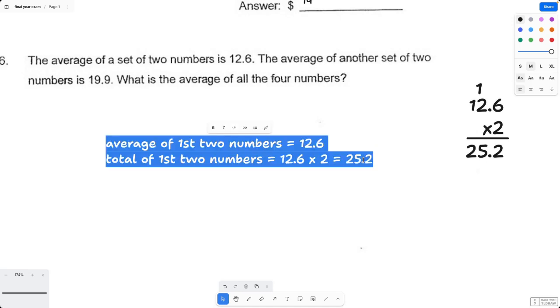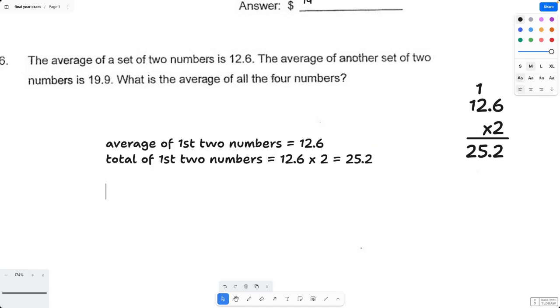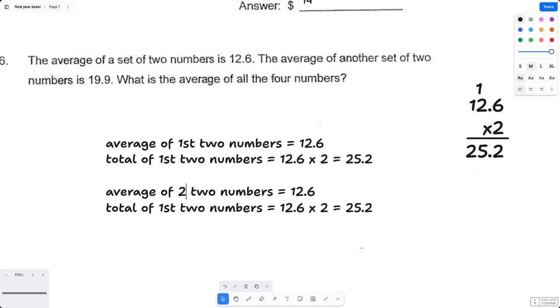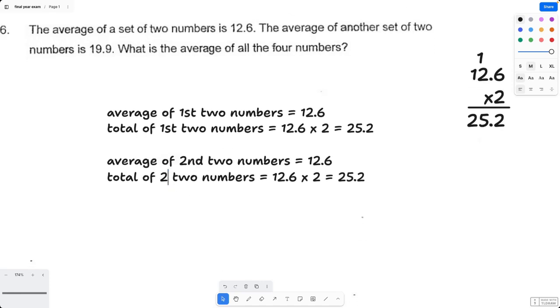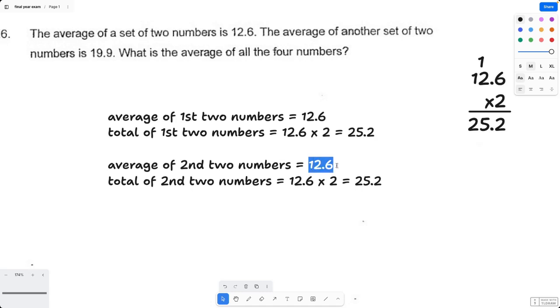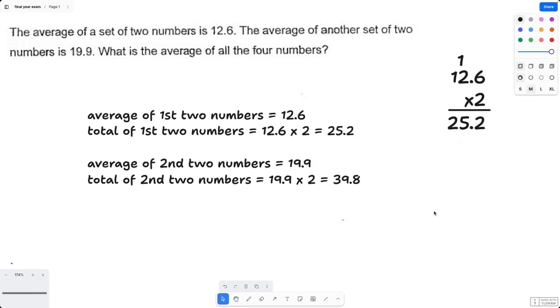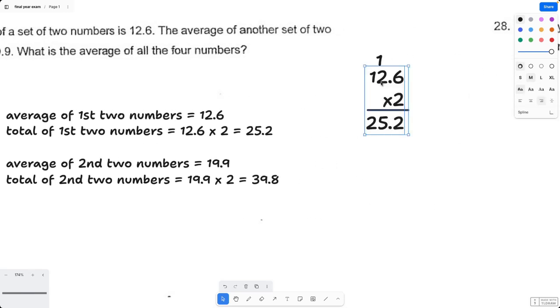Now let's do the other one, which is the average of the second two numbers. So this is 19.9. You times 2 for this. 19.9 times 2 will give me 39.8. To double check again, I'm going to duplicate this. I can put it here actually. So it's not 25.2, I'm just going to put 19.9.